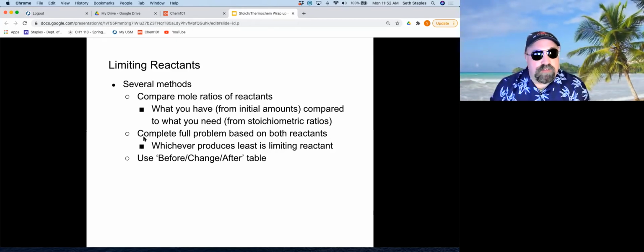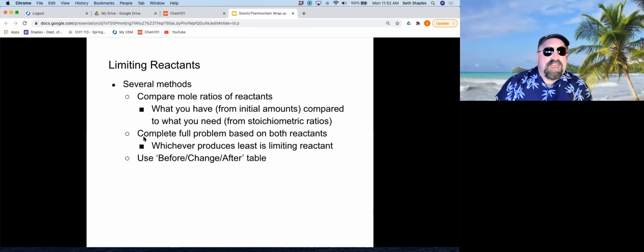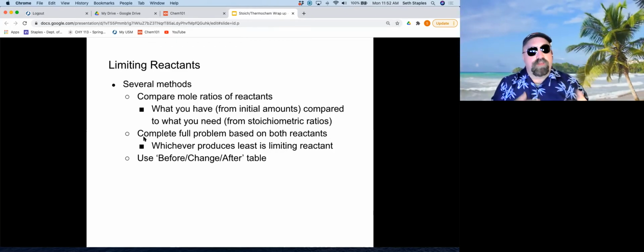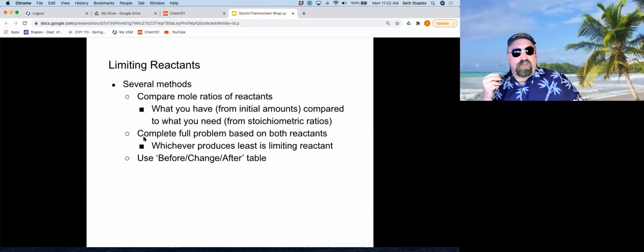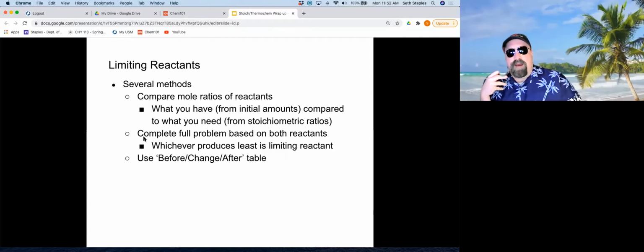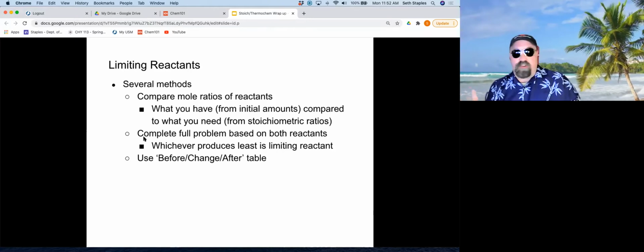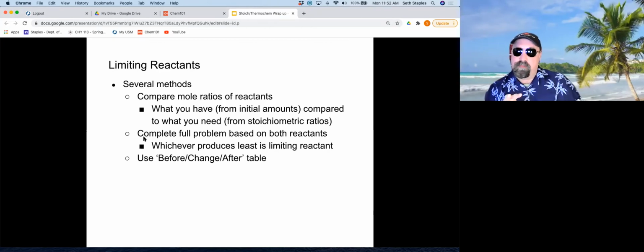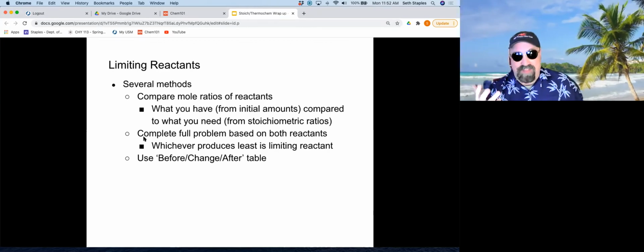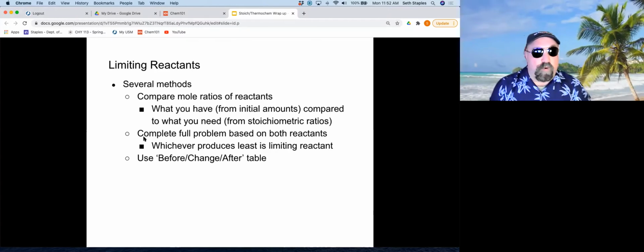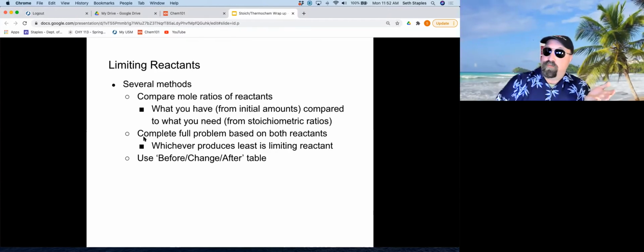Finally, we also looked at the use of before, change, and after tables. Those can be very useful, especially in situations where you need to find the amounts of all products at the end of the reaction, and even how much of the excess reactant remains. So if you need that level of information, these before, change, and after tables can be very useful.